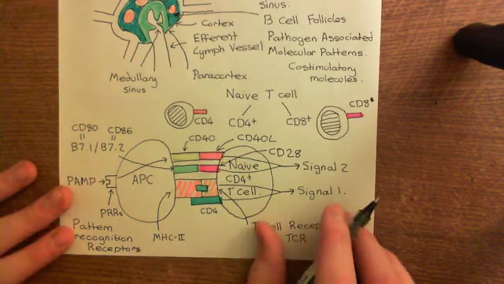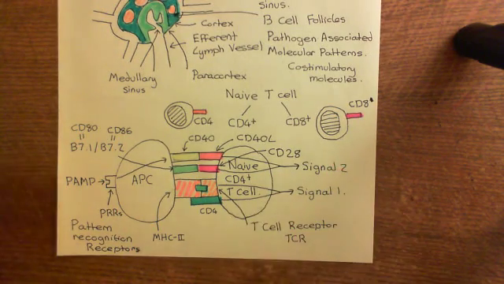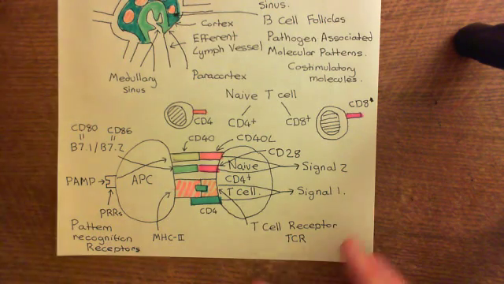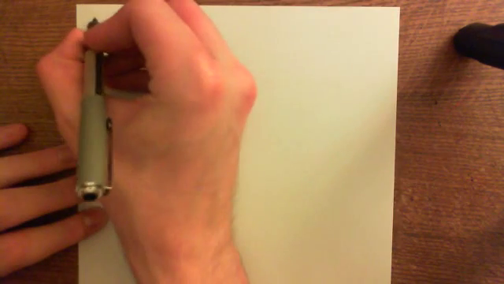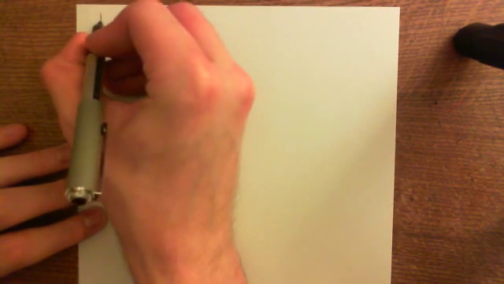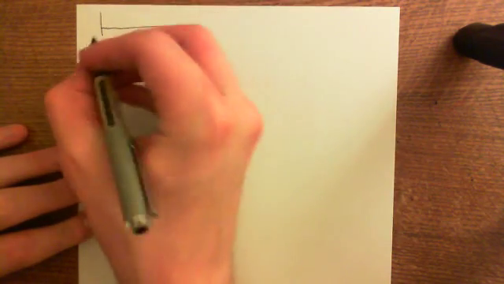Okay, and once you've got signal 1 and signal 2, you will then undergo the next stages that are going to lead to the activation of this naive CD4 positive T cell. Okay, so let's discuss these now. Right, okay, so what's going to happen within this naive CD4 positive T cell next? Well, it's going to start producing two things. Okay, so let's put these here. So we're going to start producing two separate proteins.